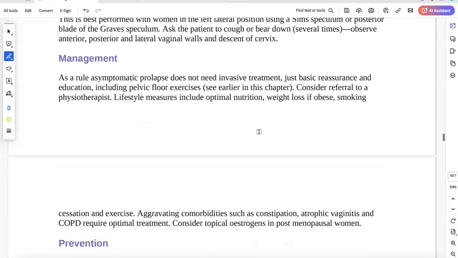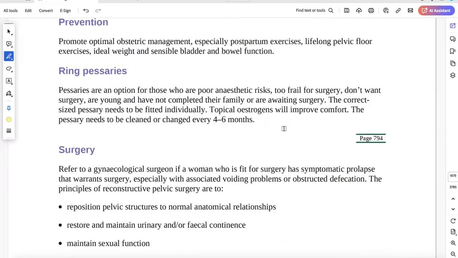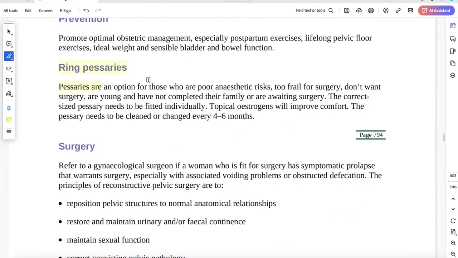First of all, as part of management, pelvic floor muscle exercise will be the first thing. Lifestyle modification will be the first thing tried, especially in mild prolapse. The second line would be putting in vaginal pessaries, and the pessaries will be able to keep these organs in place.